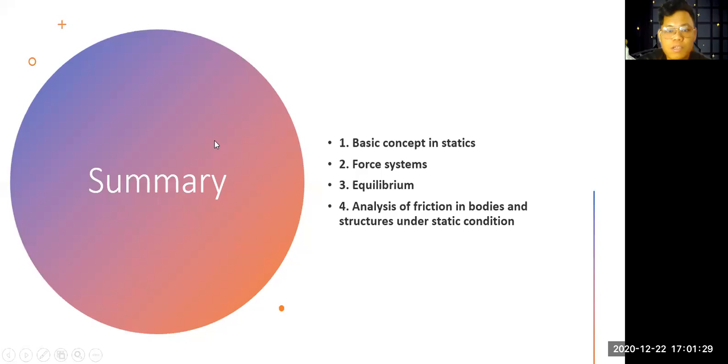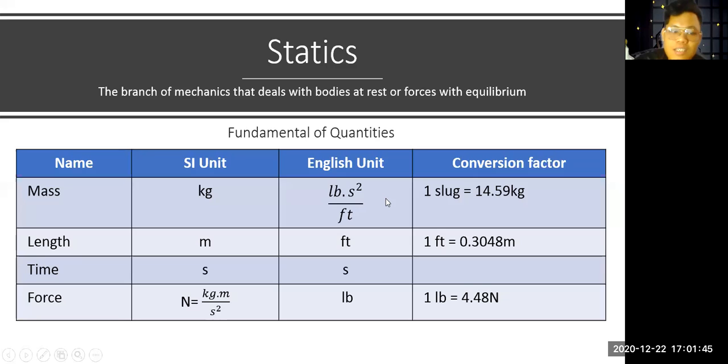So we have a summary. Throughout the video, we're going to discuss the basic concepts in statics, force systems, equilibrium, and analysis of friction in bodies and structures under static conditions. Statics is the branch of mechanics that deals with bodies at rest or forces in equilibrium.